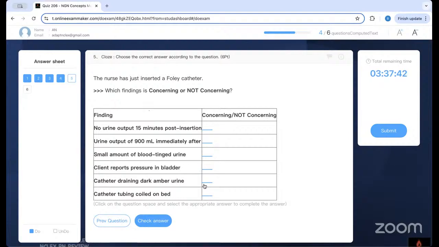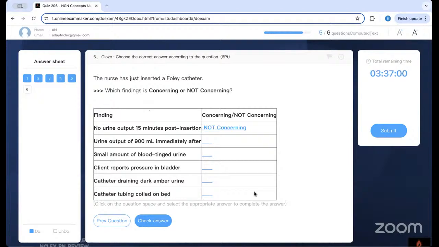Catheter draining dark amber urine after insertion. Catheter tube coiled on the bed. This is fundamentals. What do you think? Put down your question and answer choice, and let me know, if you insert a Foley, what you should expect. If you insert a Foley right away, at 15 minutes sometimes there's no urine there. Sometimes that's the main reason why you insert it, to check if the patient has urine. So at 15 minutes, don't worry about it. It's not a bad thing, right?